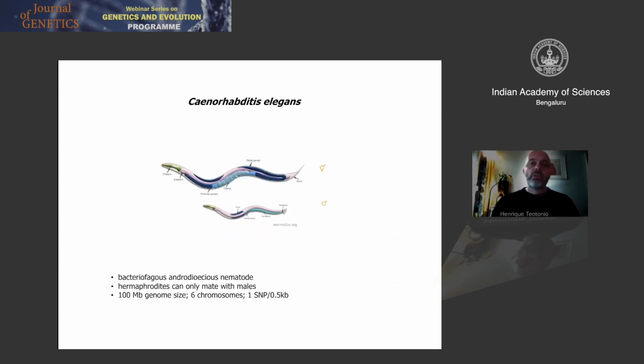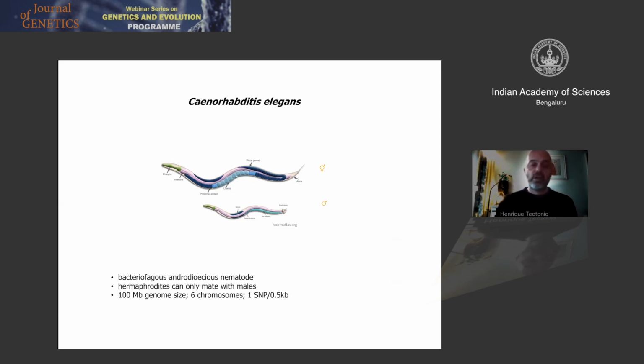Now we do experiments and we use Caenorhabditis elegans, this roundworm, as a model organism. This is an androdioecious nematode, which means that in natural populations we find hermaphrodites that are capable of self-fertilization, but also males, and they eat bacteria, soil bacteria. Importantly, hermaphrodites can only mate with males, meaning that the frequency of males is actually just a proxy for the degree of outcrossing.